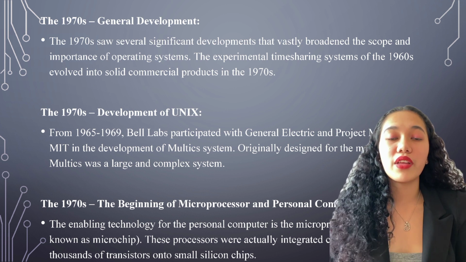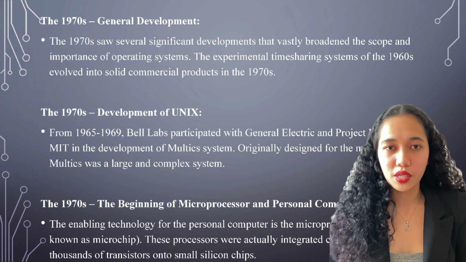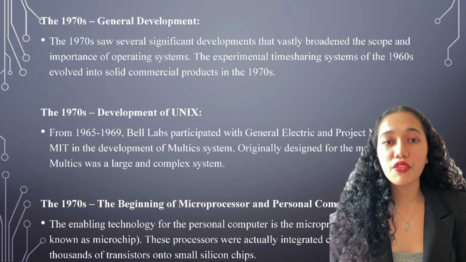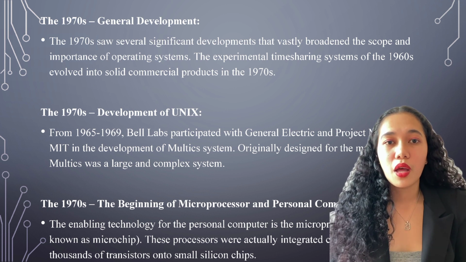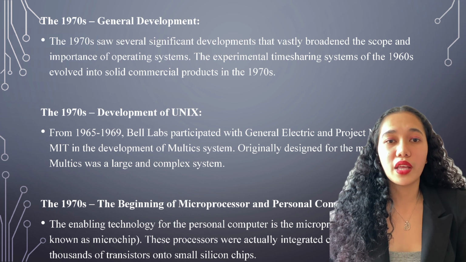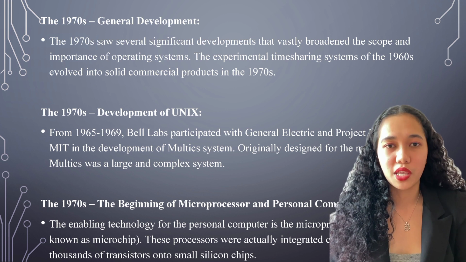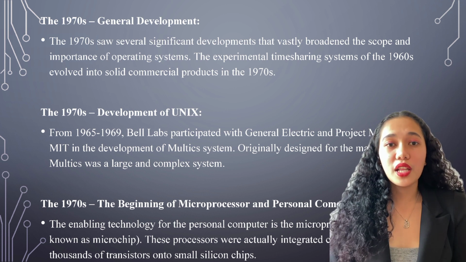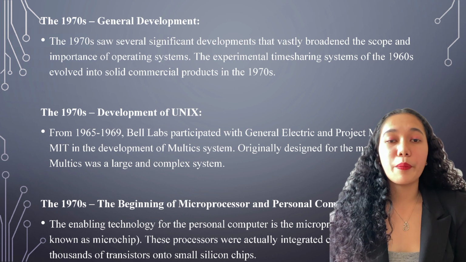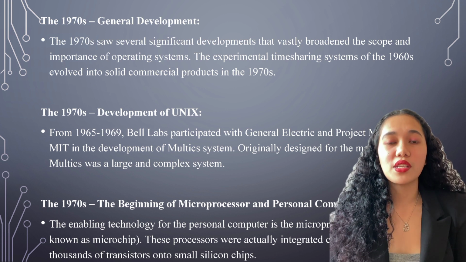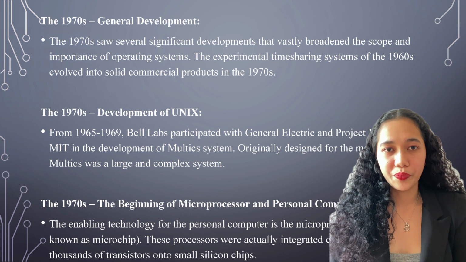The 1970s development of Unix. From 1965 to 1969, Bell Labs participated with General Electric and Project MAC at MIT in the development of the Multics system. Originally designed for the mainframe, Multics was a large and complex system.